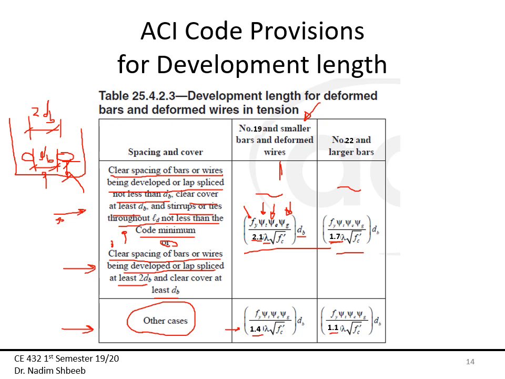Okay, so just to summarize, I have 4 equations for development length, 2 for less than #5 or #6 bars and 2 for more. If I want to use this equation here, I have to satisfy all these conditions that we talked about. If I do not want to satisfy any conditions and I just want to use them blindly, then I just go to the other case part and use these 2 equations right here.